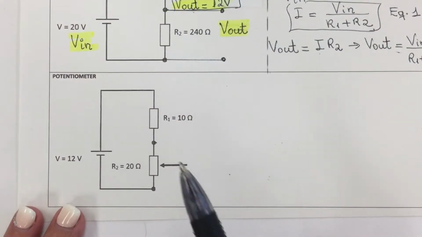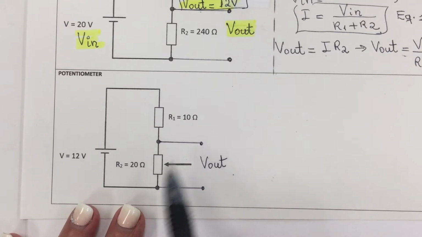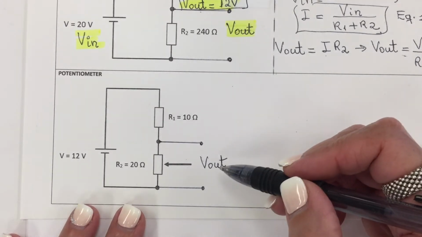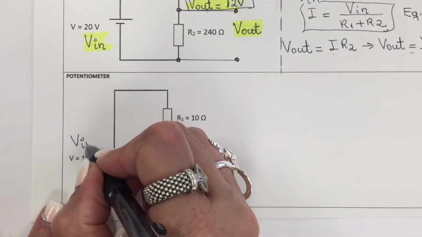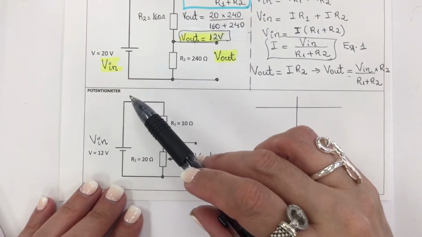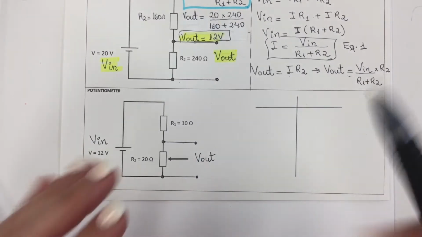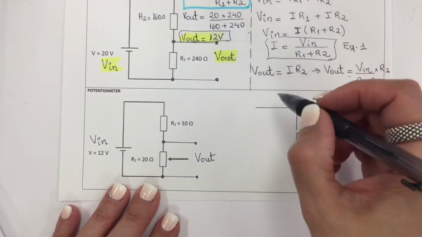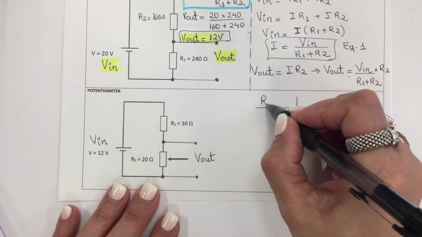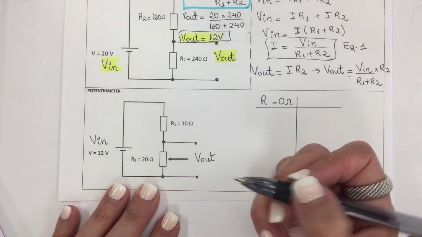So now, how can we calculate the output voltage on this potentiometer? It's a good strategy to draw 2 lines and indicate what the output voltage is in your circuit. And this is your input voltage. Because potentiometers have minimal and maximal values, we are going to be working only on the extreme range. So in this case, for the minimal value, the resistance of this potentiometer is 0. So this is my R2.